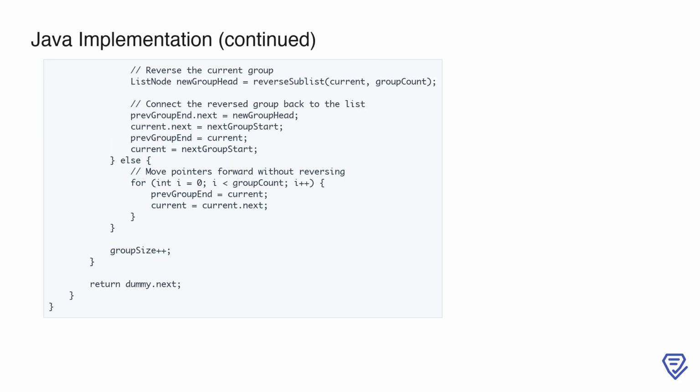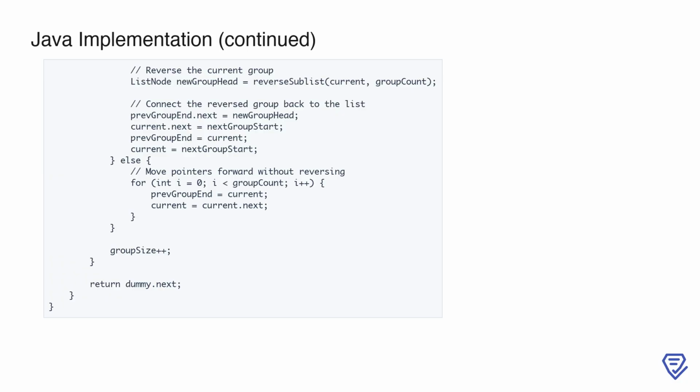Now, we reverse the current group if its size is even by calling the reverse sublist method. This gives us the new head of the reversed group. We then reconnect the reversed group to the rest of the list by updating the next pointers of prev group end and the current node accordingly. After reconnecting, we move the prev group end pointer to the end of the reversed group, and the current pointer is updated to the start of the next group.